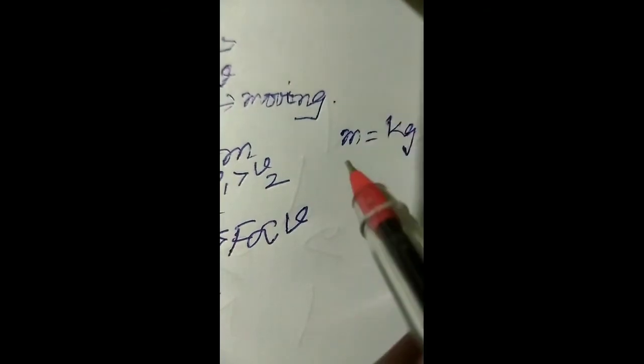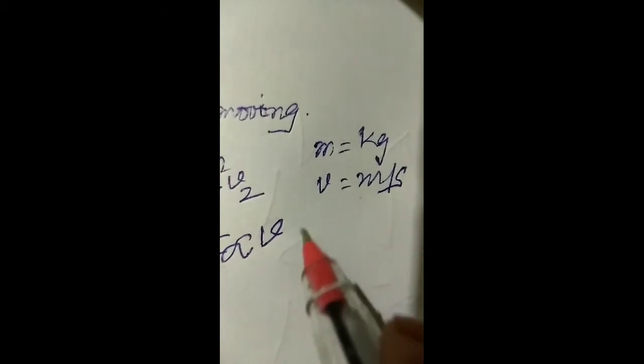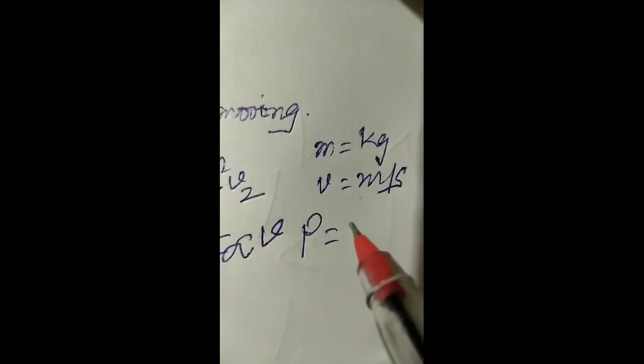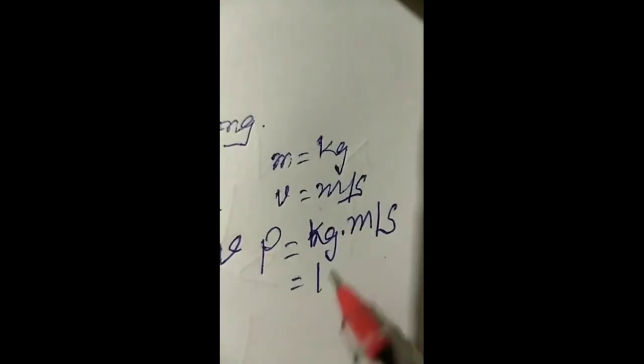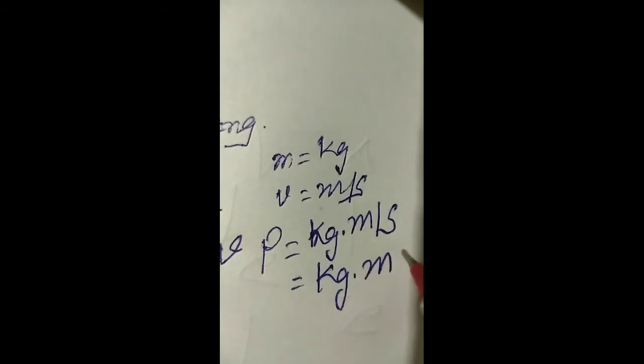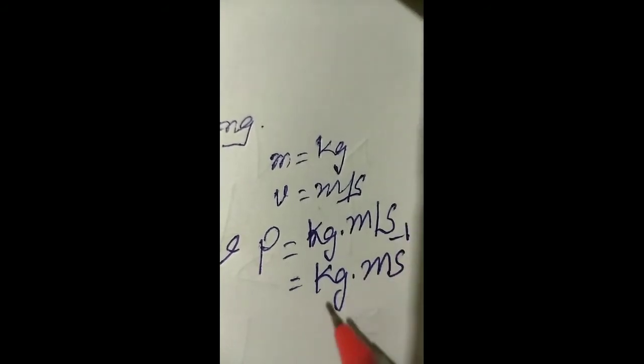Now coming to the units of momentum. The SI unit of mass m is kg and of velocity is meters per second. So the unit of momentum is kg meter per second, or kg meter seconds inverse.